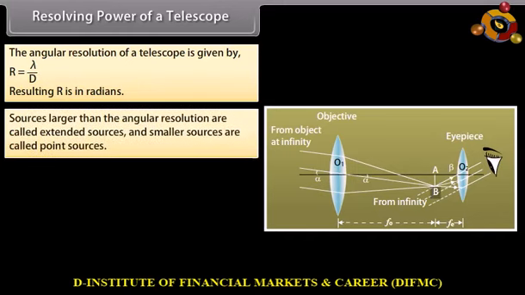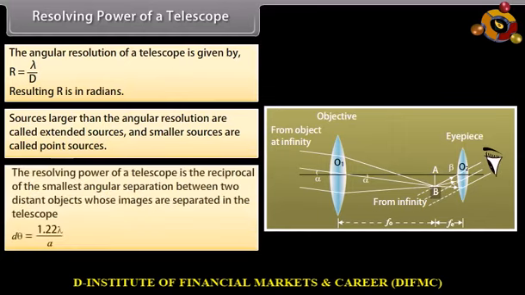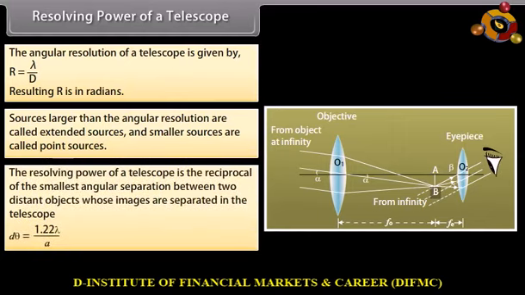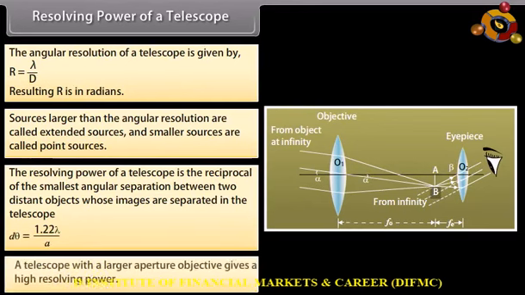Sources larger than the angular resolution are called extended sources and smaller sources are called point sources. The resolving power of a telescope is the reciprocal of the smallest angular separation between two distant objects whose images are separated in the telescope. dθ = 1.22 λ/a. A telescope with a larger aperture objective gives a higher resolving power.